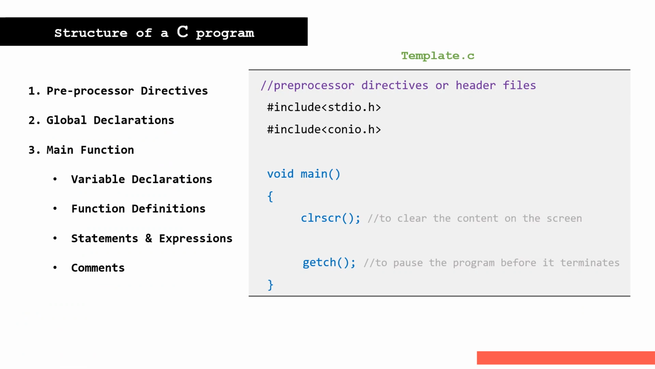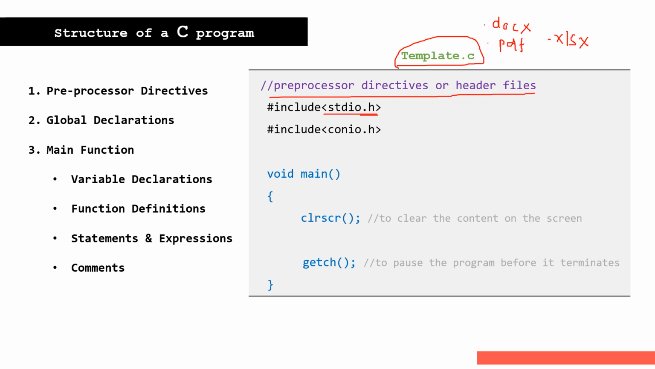Now let us understand this with a simple code. As I have told you, preprocessor directives or header files. Always remember the extension of header files is .h. The extension of a Microsoft Word file is .docx. Similarly, the extension of a PDF file is .pdf, and the extension of an Excel file is .xlsx. The extension of a C programming file is .c. Similarly, the extension of a header file is .h.